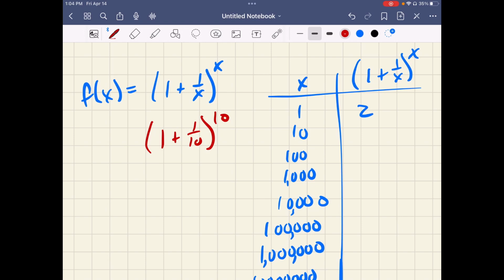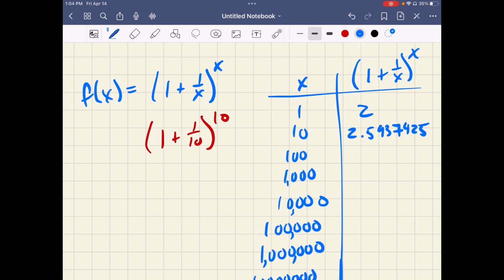Now, what we end up getting here is a decimal. So what you can do in this case is use a calculator to help you determine what that decimal value is, and I'll go ahead and give that to you. For example, the 10 is 2.5937425. And I'll show you why I'm using such long decimals in a second.